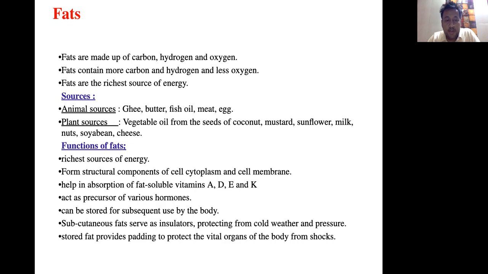So moving on, the function of fats, right? I said before that it is the richest source of energy. It forms the structural components of cell cytoplasm and cell membrane. It helps in the absorption of fat-soluble vitamins.